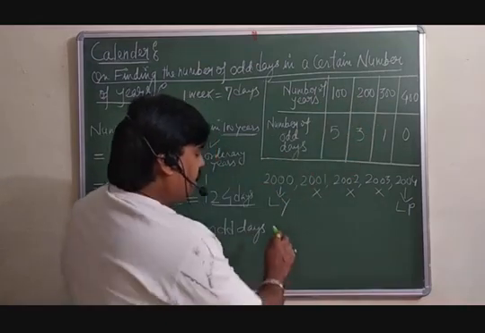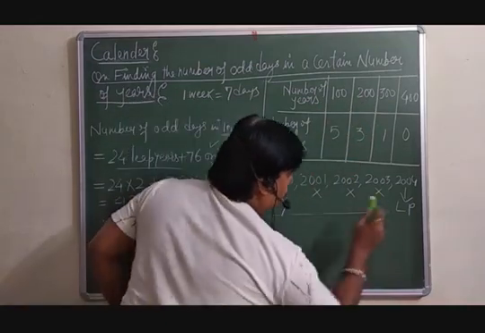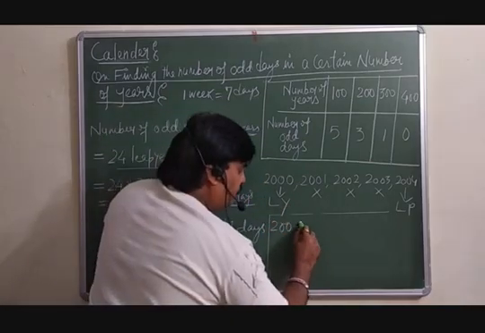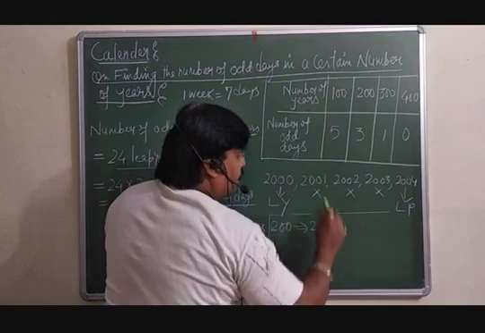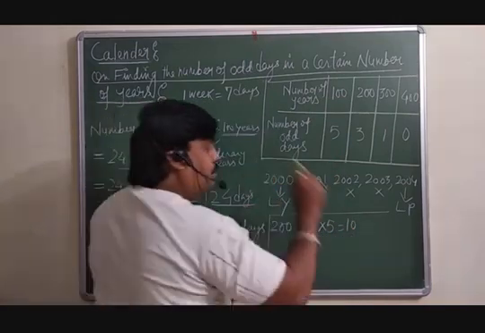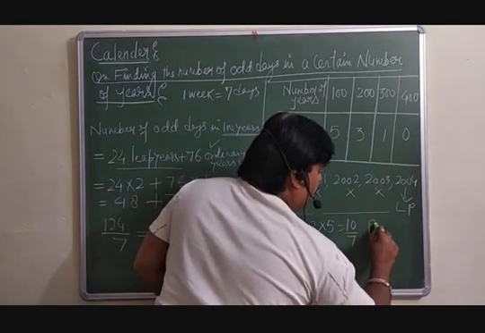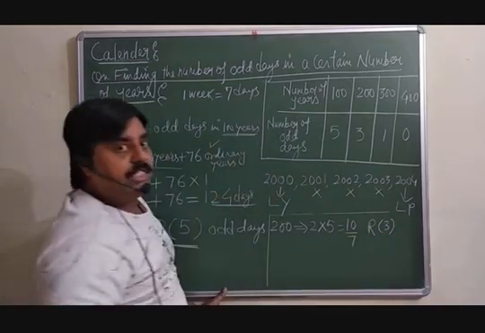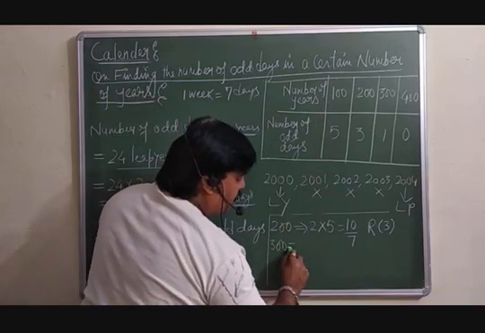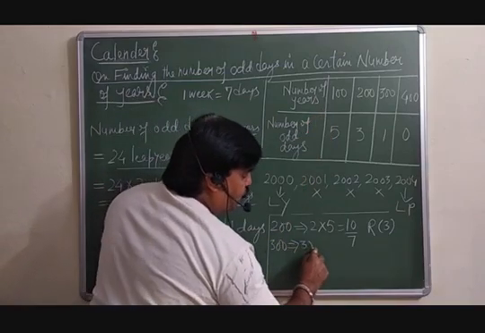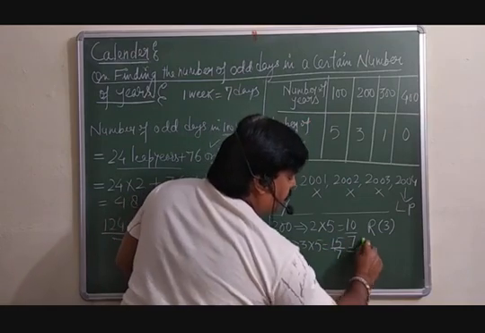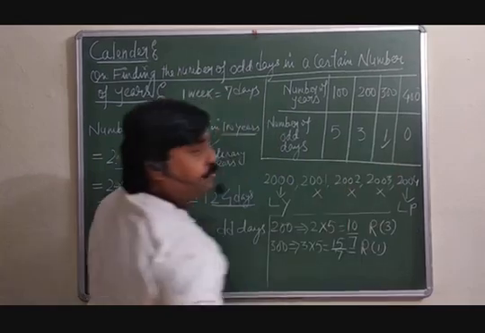If you want to calculate for 200 years, 200 is 100 into 2. So 2 into 5 is 10. This 10 is again divided by 7, and the remainder that comes will be the odd days. It will give you 3. For 300 years, that is 3 into 5, which is 15. 15 divided by 7 gives remainder 1. So the odd days is 1.